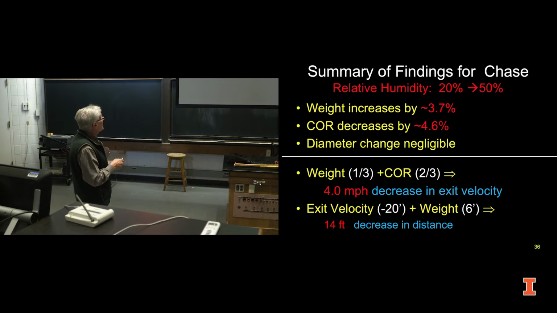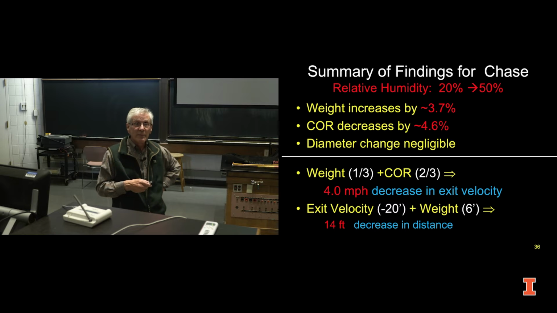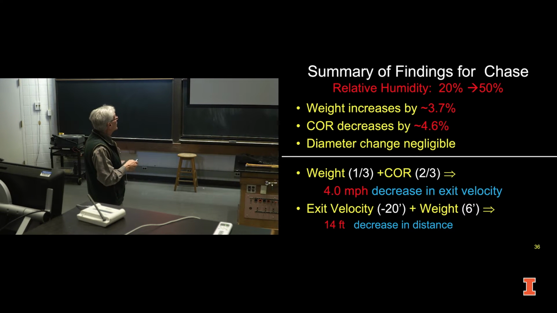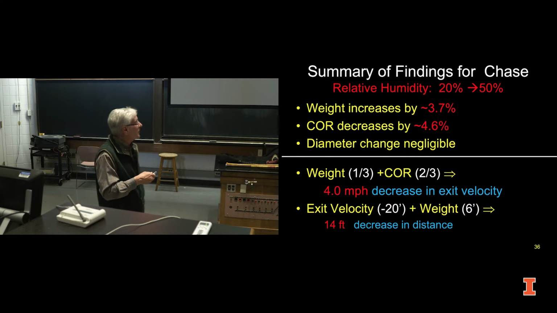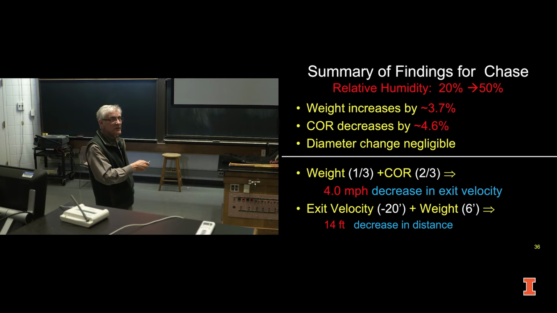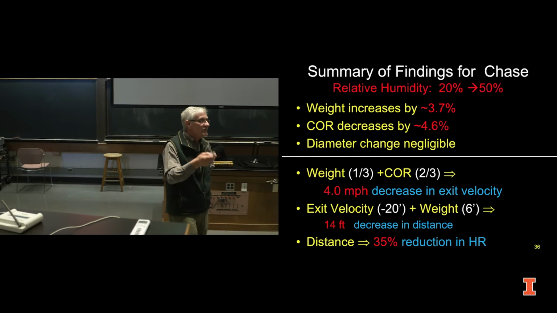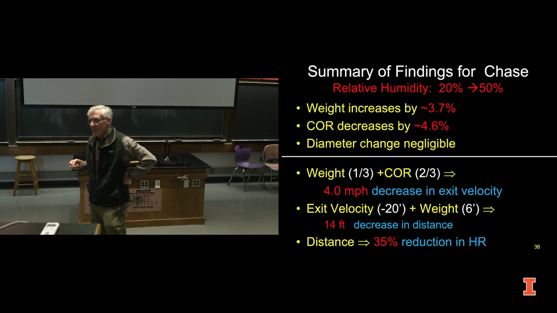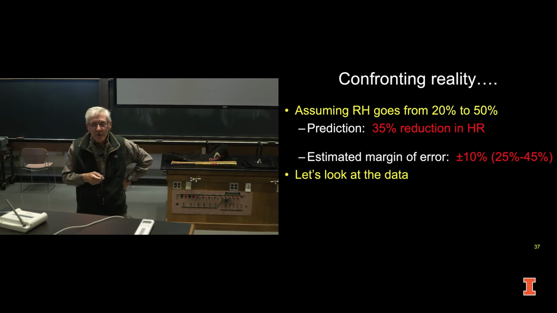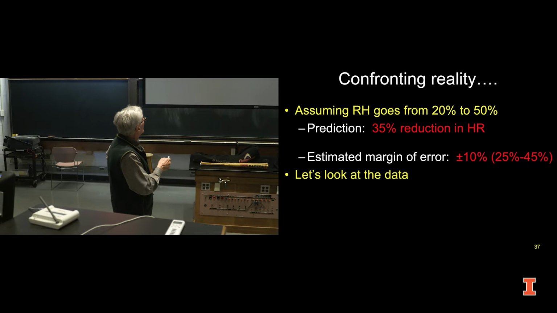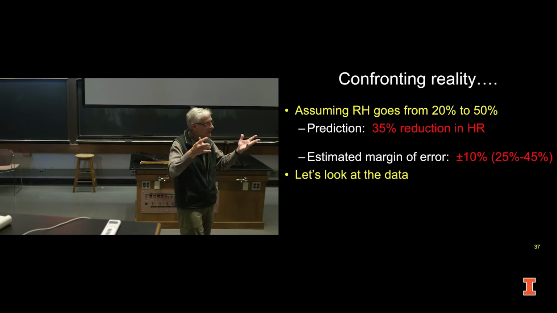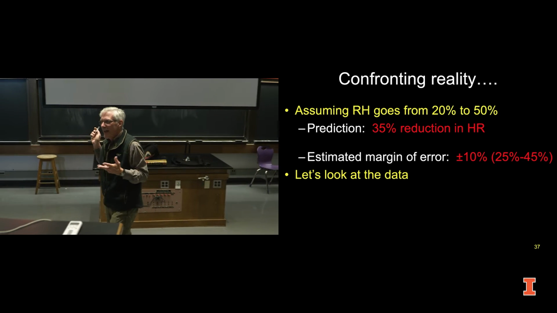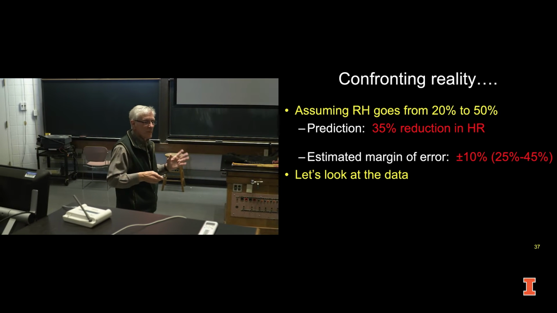There was a total of 14 feet decrease in distance of a fly ball, again, on a typical home run trajectory. 20 feet of that is due to the exit velocity being lower, but the carry is a little bit better, so you get back another 6 feet. So minus 20 plus 6 is a 14-foot decrease. And that gives you a 35% reduction in home runs. Okay, so that's the prediction. Confronting reality. This is a 35% reduction, and there is some uncertainty on that. I mean, the model is, it's a model, right? And I'm estimating plus or minus 10% here, but it's probably a little bit better than that.